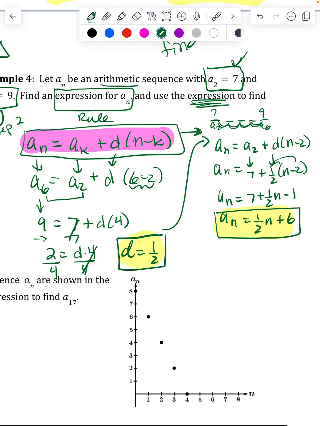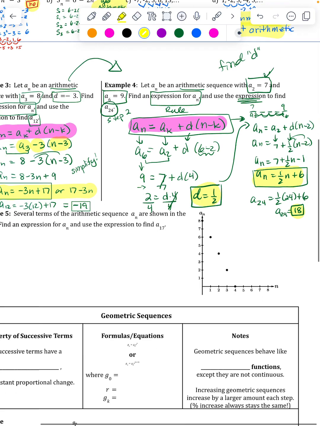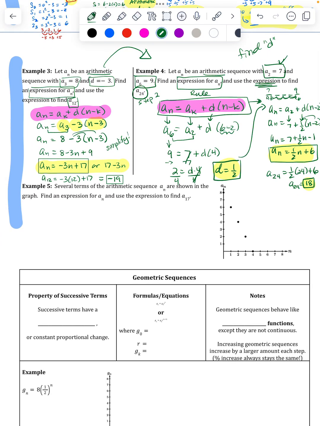And then finally, the easy part would be to say, well, the 24th term will be 1/2 of 24 plus 6, and that's going to turn out to be 18. That is about as bad as it gets, because you had to find your own common difference, then you had to use it to find the equation, and then you had to use it to find that 24th value. And the fact that you're having to do all those layers now means you should expect to have to do all those layers when you go to do your homework.